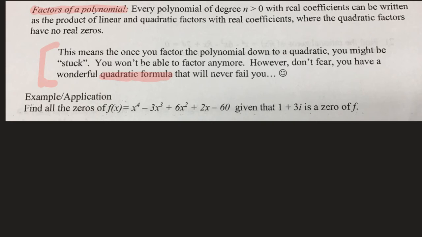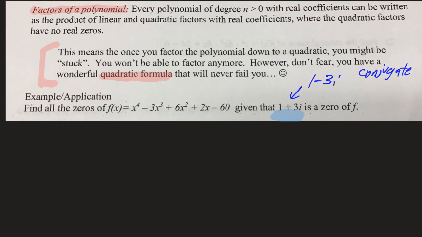Let's look at this example. They gave us this polynomial x to the fourth minus 3x cubed plus 6x squared plus 2x minus 60. And they said 1 plus 3i is a zero. Okay, I'm hoping some alarm bells are going off in your head based on what I just told you earlier. If 1 plus 3i is a zero, there's got to be another zero that goes with it. What is that zero going to be? I'm hoping you came up with 1 minus 3i because that's the conjugate pair for it, okay?